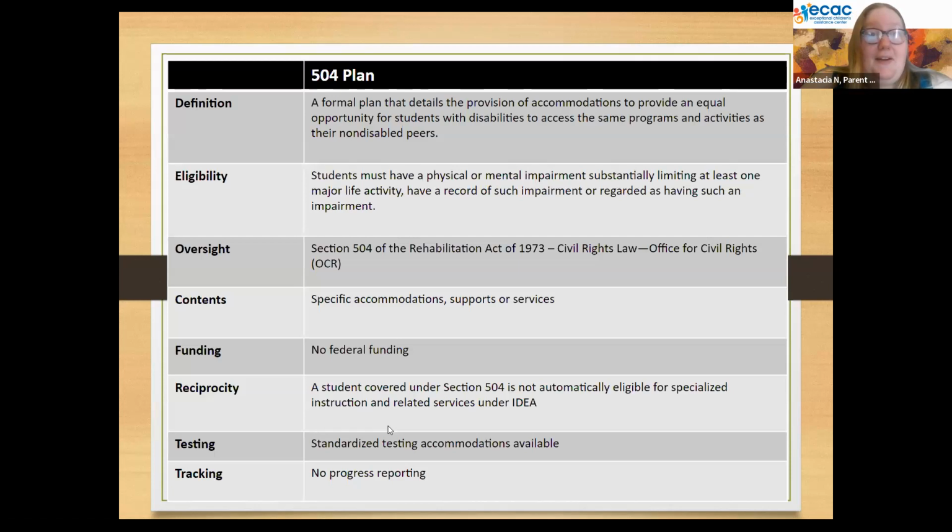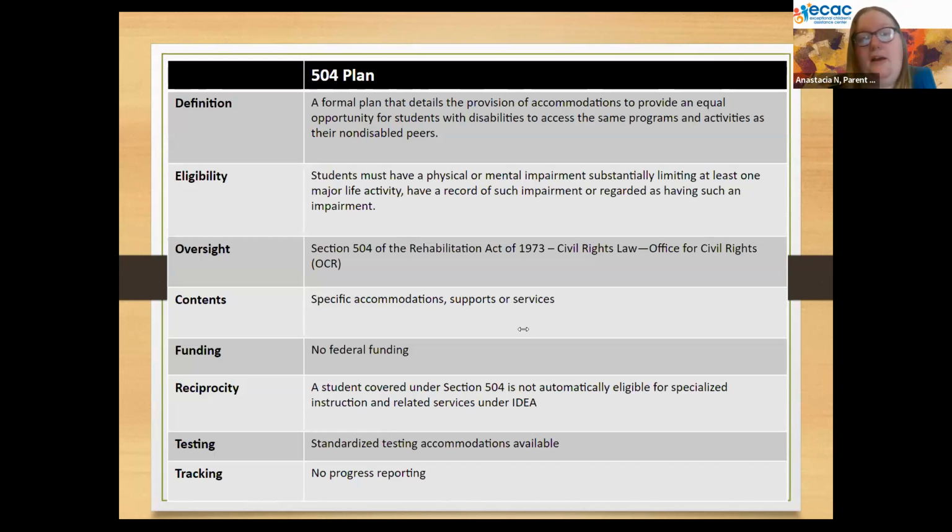There is no federal funding. I want to point that out on this graphic here. There is no federal funding for 504 plans. And so some districts can be reluctant about some accommodations, but remember, we're trying to provide equal access. And we need to be creative with our solution finding.